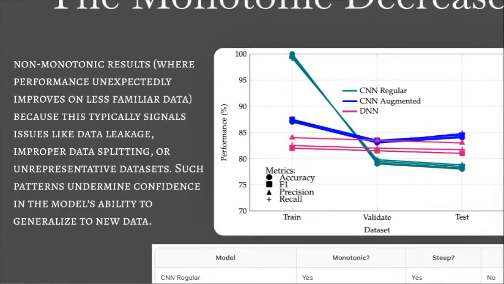Non-monotonic results, which is when performance unexpectedly improves on less familiar data, are a major red flag. This pattern typically signals serious issues: data leakage, where test information contaminated training; improper data splitting that doesn't respect true independence; or unrepresentative data sets that don't reflect real-world conditions. This undermines confidence in the model's true generalization ability. Even intuitively, it doesn't make sense to improve performance on harder data, right?